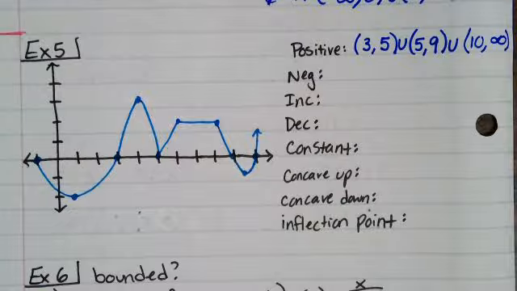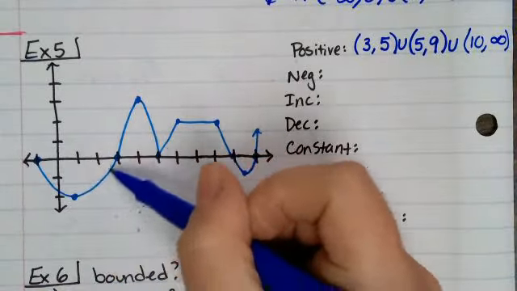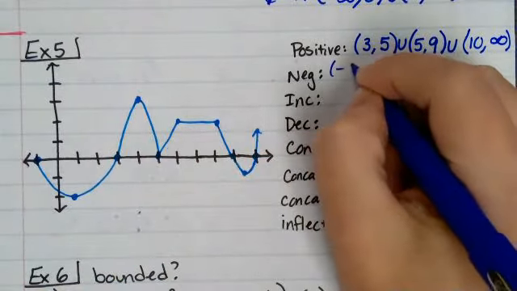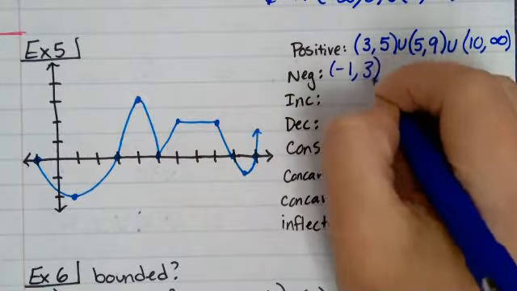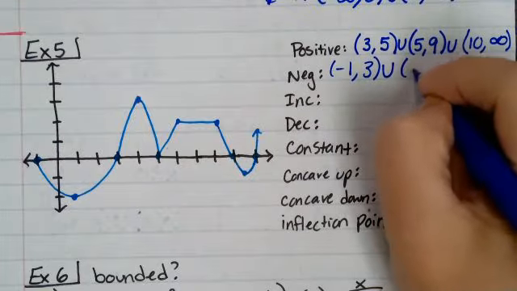All right, negative. We're looking at where it is below the x-axis. Well, that is here from -1 to +3. But it is also over here from 9 to 10.